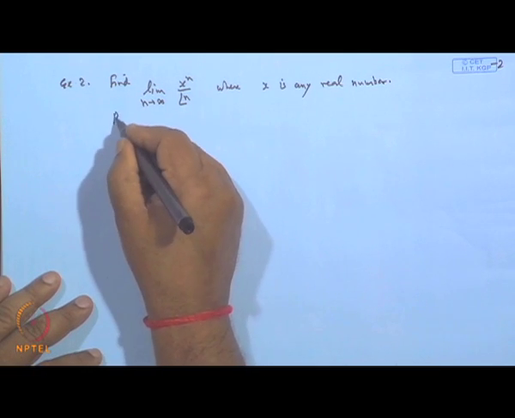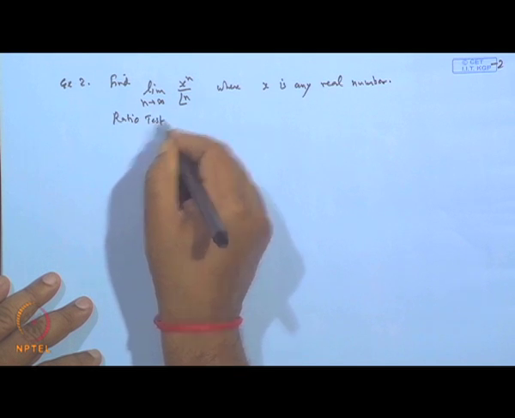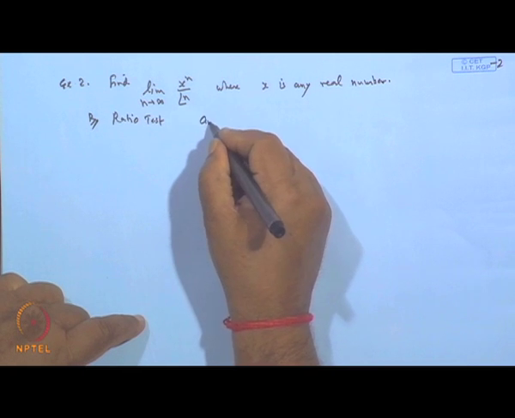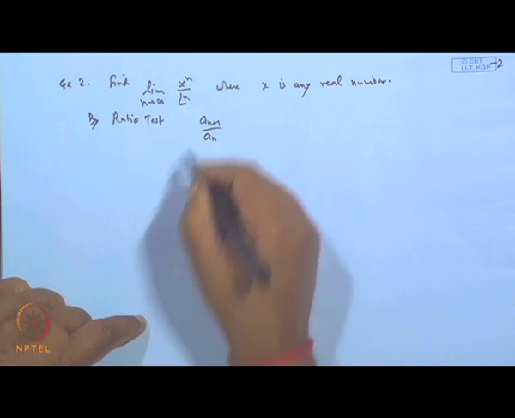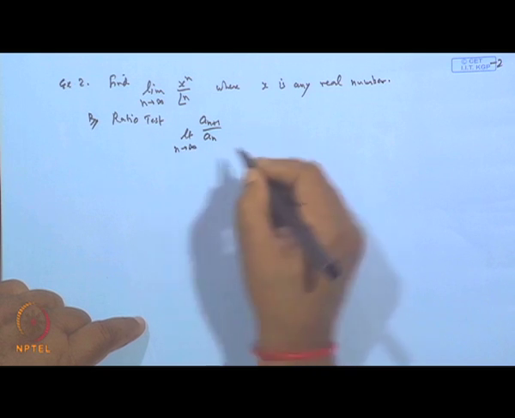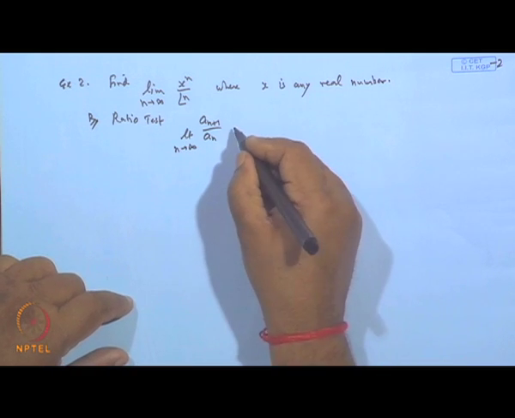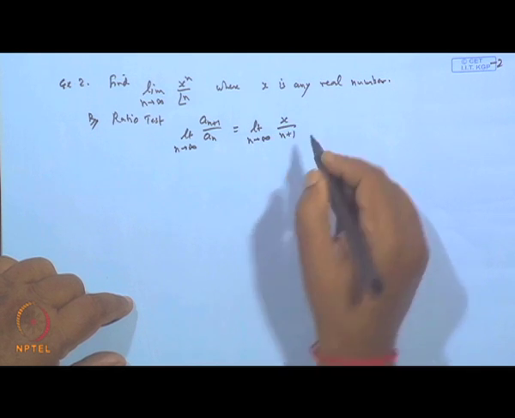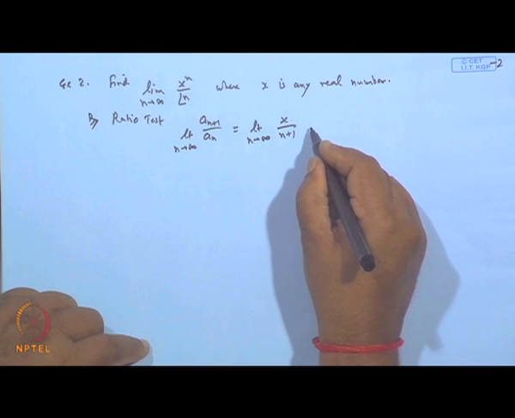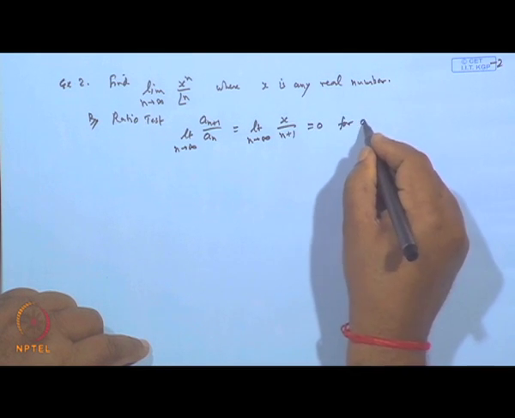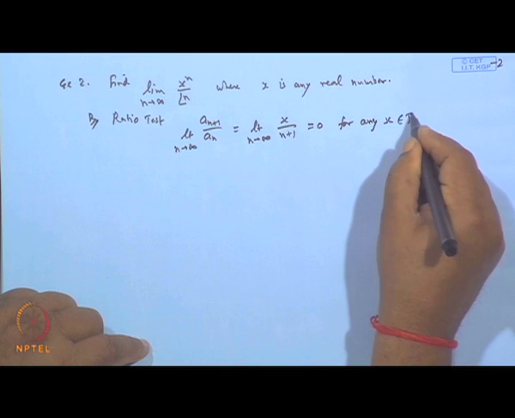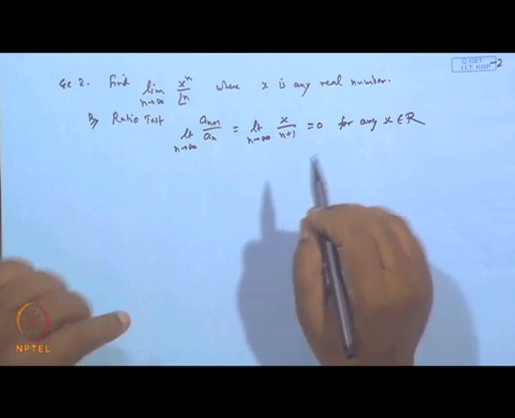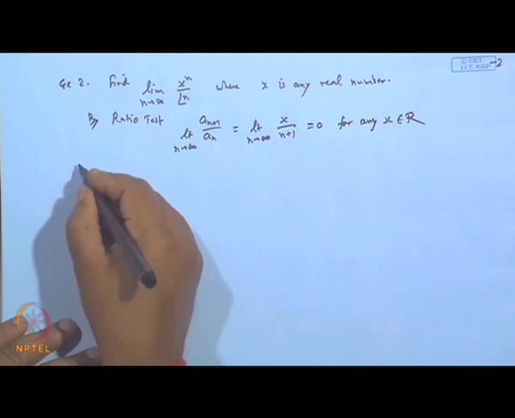Now, again apply the ratio test. So, what happens to this? The limit of a n plus 1 over a n as n tends to infinity comes out to be the limit of x over n plus 1. So, whatever x may be, this limit will go to 0 for any real x. It means this limit will always be 0 for all x. Okay.